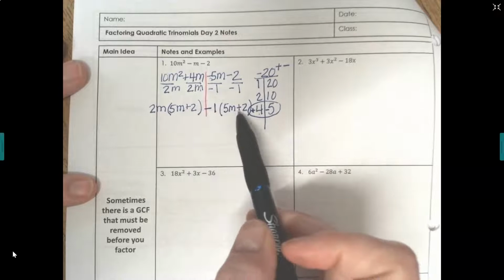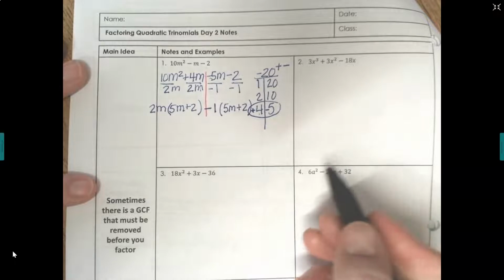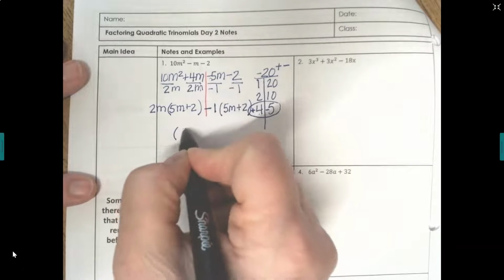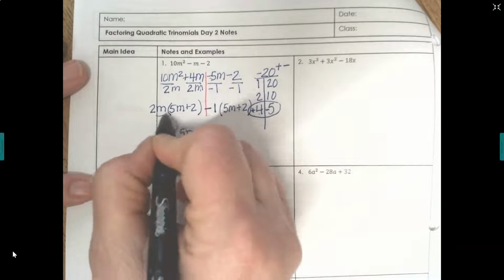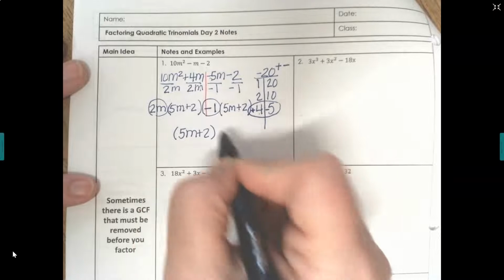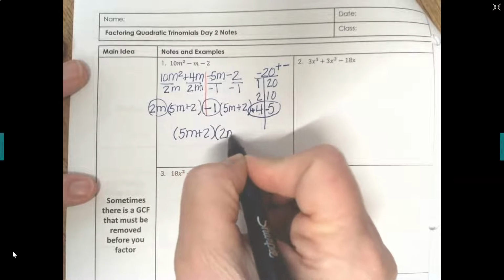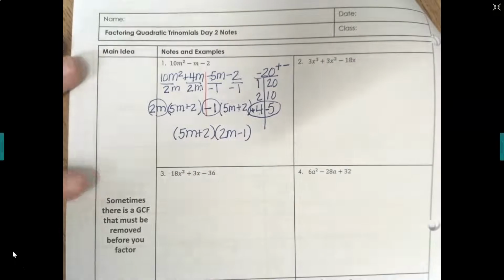We know we're correct when we see that our parentheses are identical. That's our GCF we're going to pull out, 5m plus 2. And what's left over, 2m minus 1, will go in the other parenthesis.